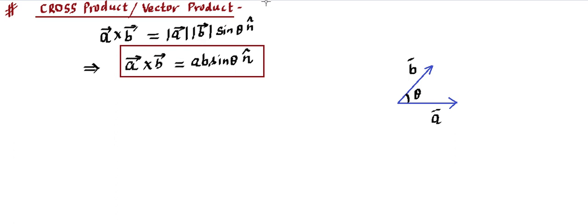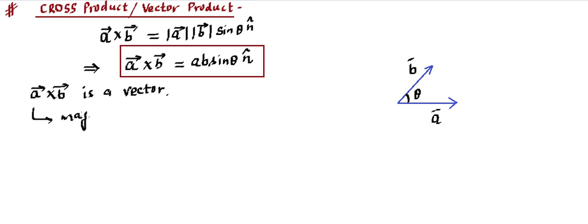Now since this A cross B is a vector quantity, it must carry its direction and magnitude. So we need to know what the magnitude and direction are. The first point that we can claim from here is that A cross B is a vector. Now whenever we get a vector, we need to talk about the magnitude. So what is the magnitude of this vector going to be?